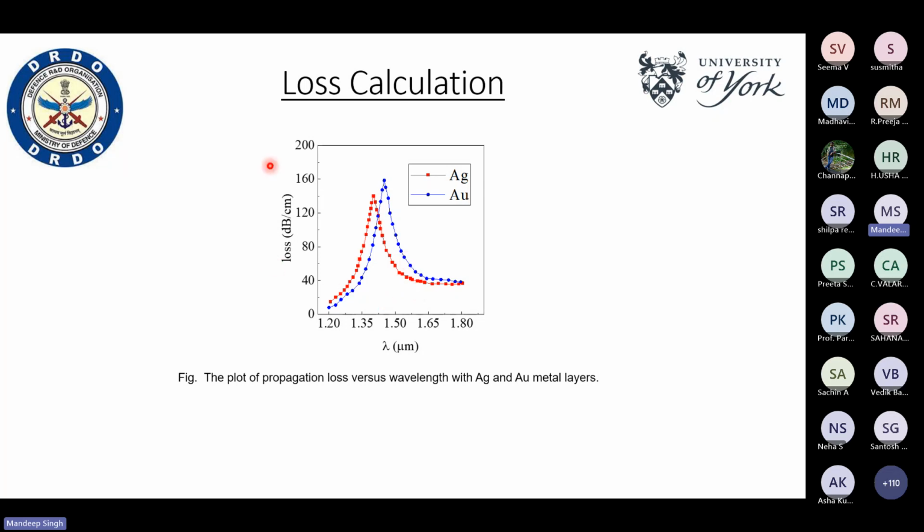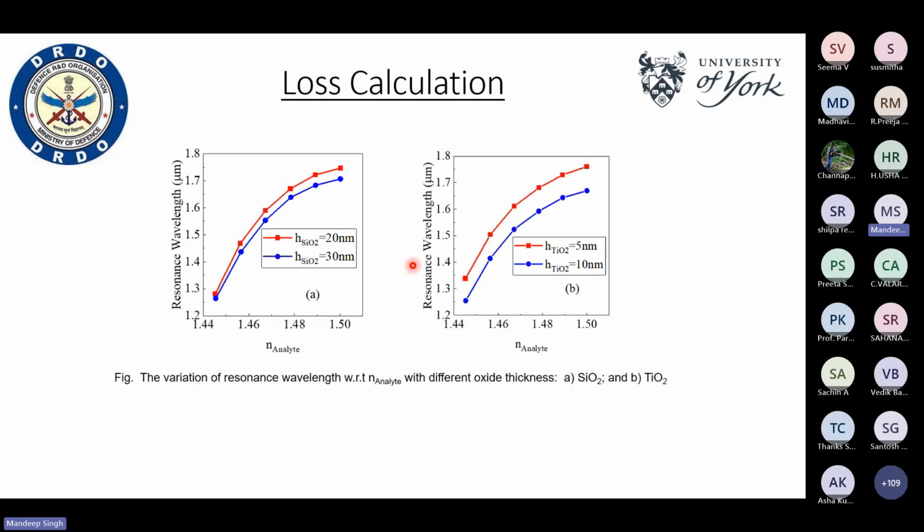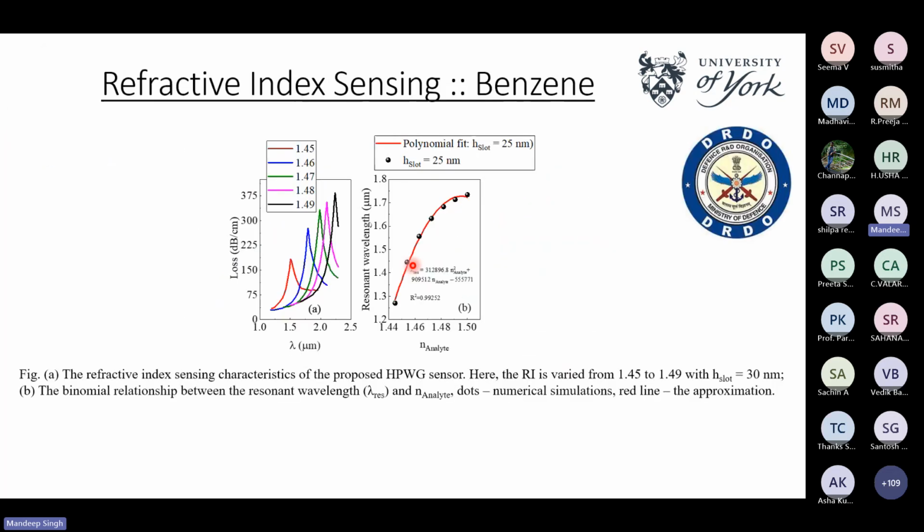Once you know this loss peak, we can calculate such loss peaks at different refractive indices of the sensing media. As I told, we can sense benzene and other materials, and you can observe that the loss peak is shifting towards the higher wavelength side. This helps us in calculating the shift in the peaks.